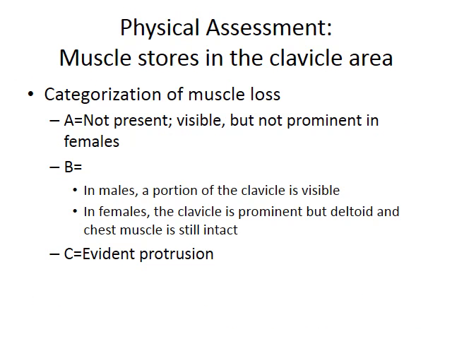Clavicle muscle wasting can be categorized as A, not present; B, in males, a portion of the clavicle is visible, in females, the clavicle is prominent, but the chest wall is intact; or C, evident protrusion of the clavicle.